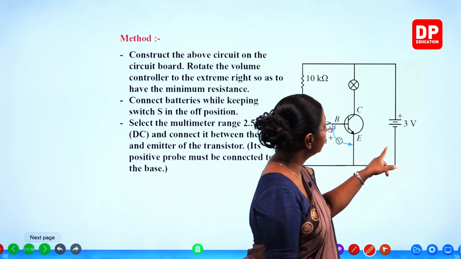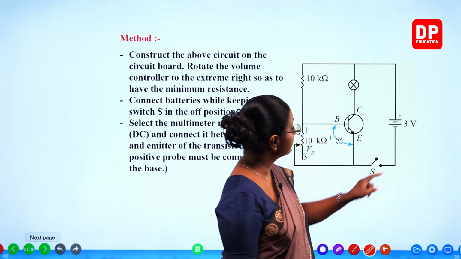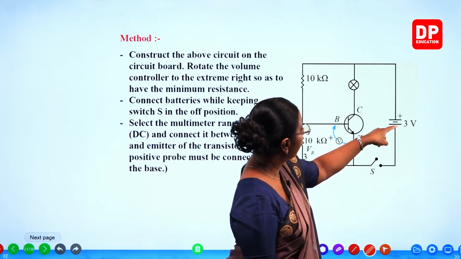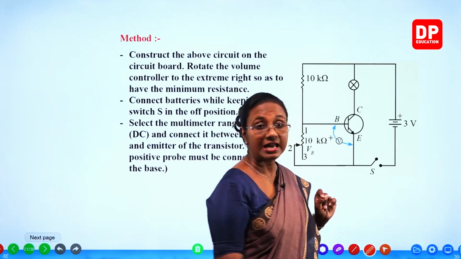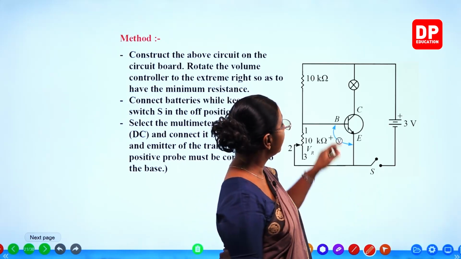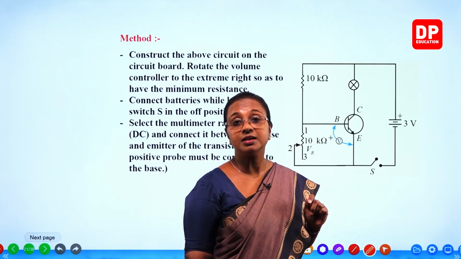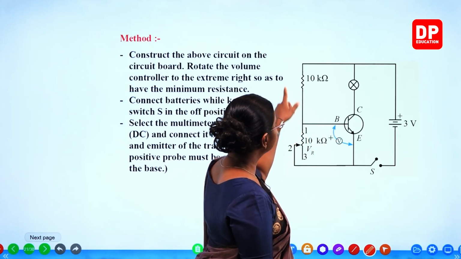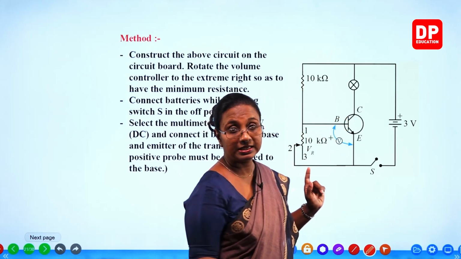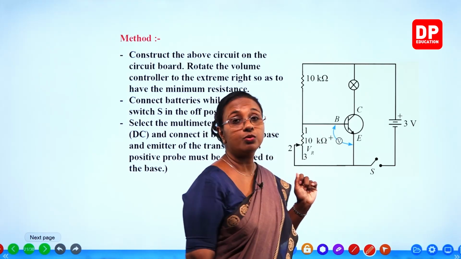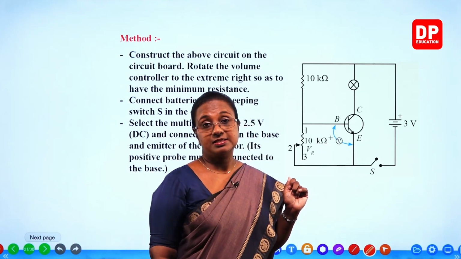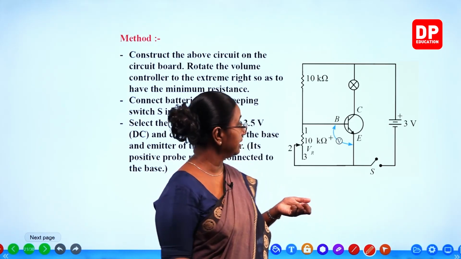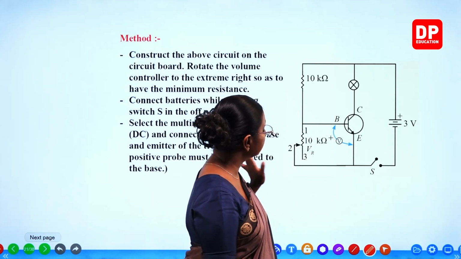Here we have the dry cells, 3 volt batteries, connected here. The negative terminal is connected to the emitter, and the positive terminal is connected to the 2.5 volt light bulb, which is then connected to the collector. On this side, you can see the base and collector terminals are connected with a 10 kilo ohm resistor. That is a very high value, 10,000 ohms resistance. That is how we connect the circuit.